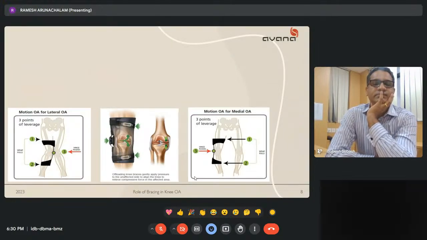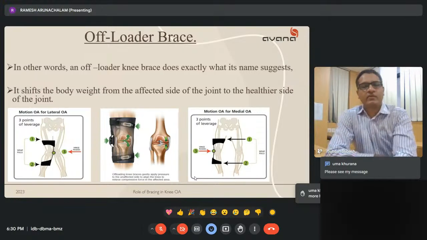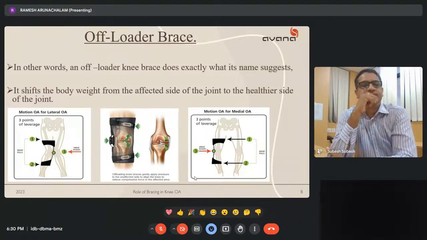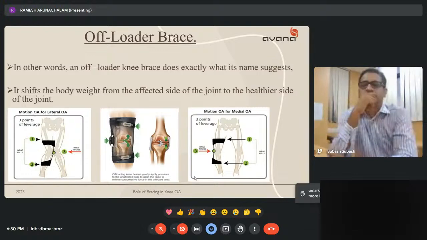So offloading is very simple; the name itself resembles what it does. It transfers the load from the affected to the unaffected side, because the major problem is that weight goes to a particular compartment. That's why the wear and tear starts, mostly, about 90%, on the medial side.